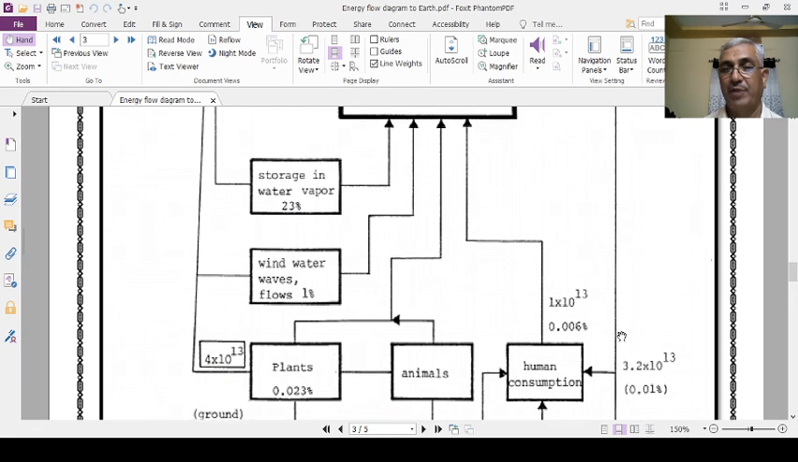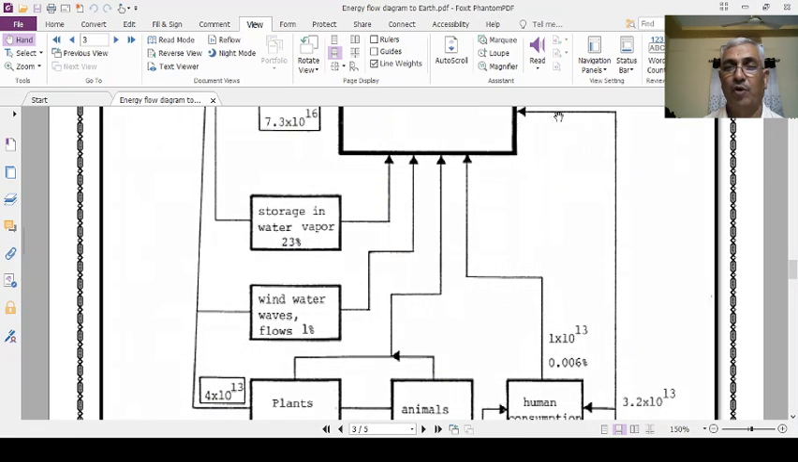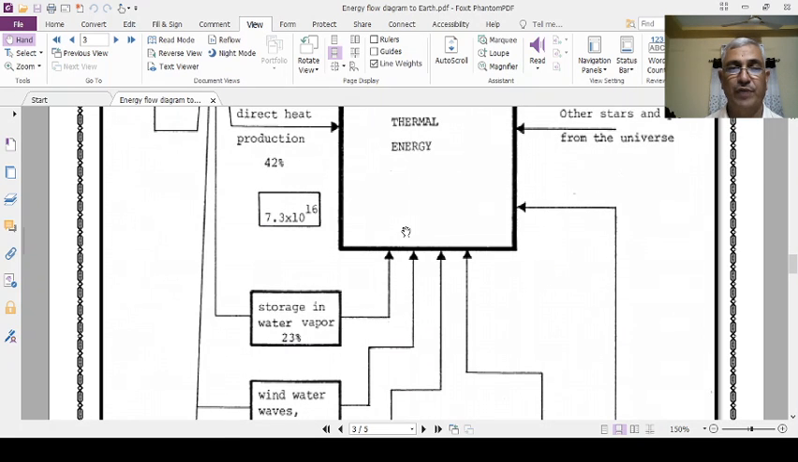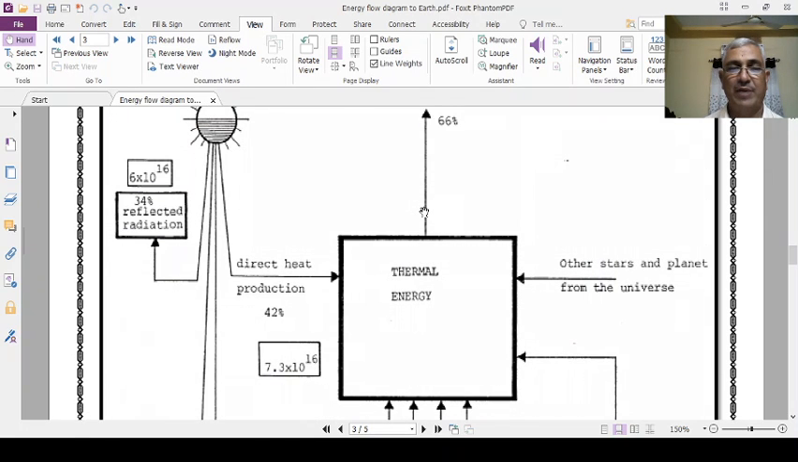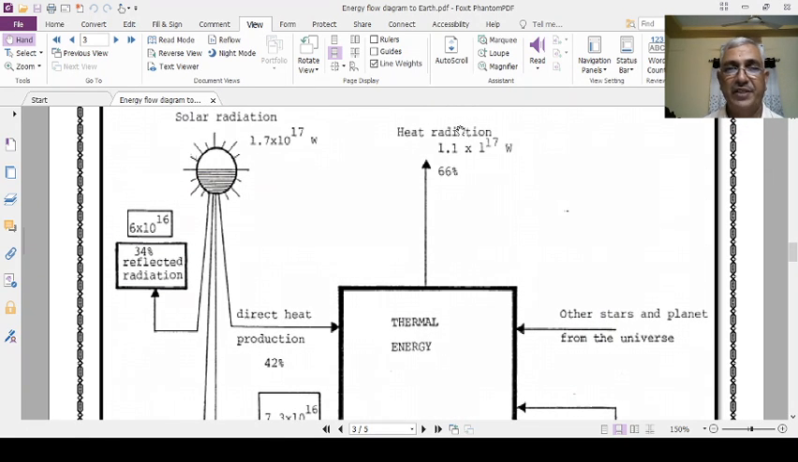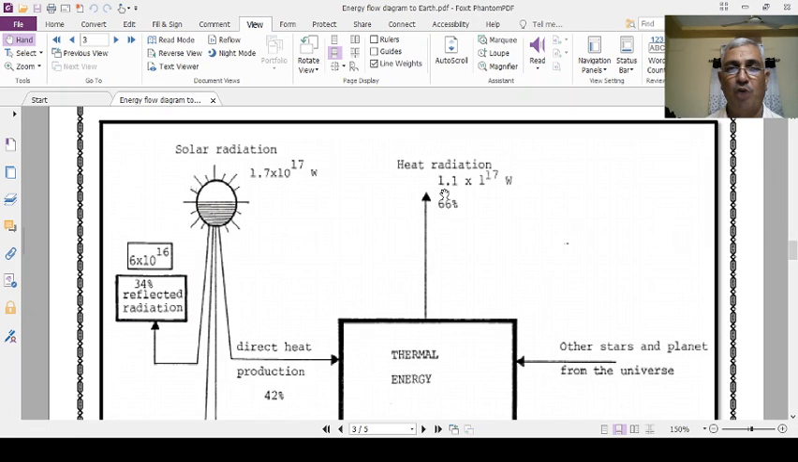A certain part of the geothermal energy also goes directly to heat energy, and human consumption, animal and plant consumption. Wind, water, waves, and storage in water vapor, all four components will go as thermal energy. Direct thermal heat is 42% and total thermal energy radiated back is 66%. Therefore, the energy radiated back from the surface of the earth is 1.1 × 10^17 watt.